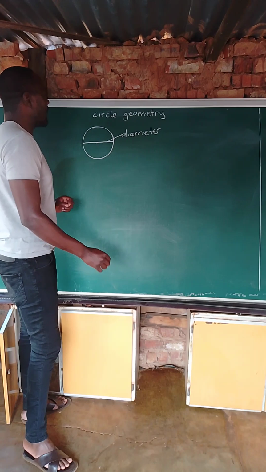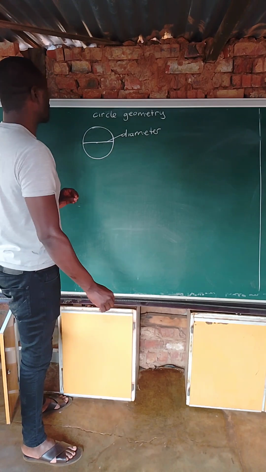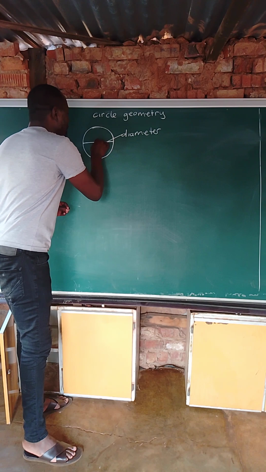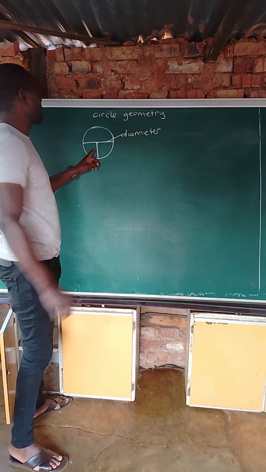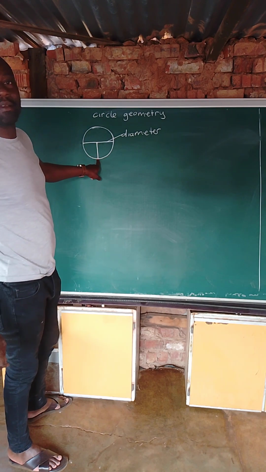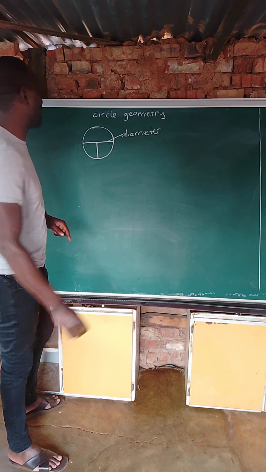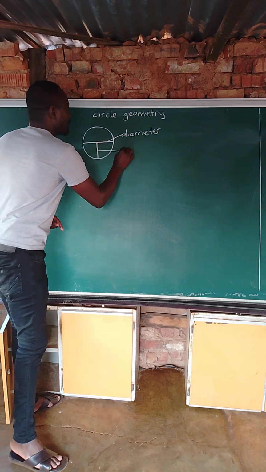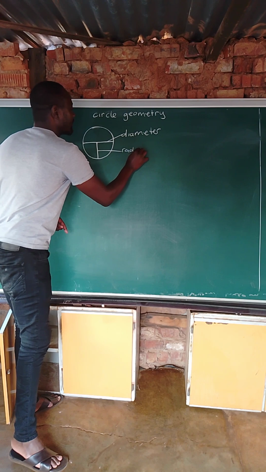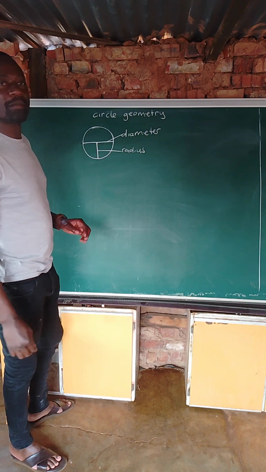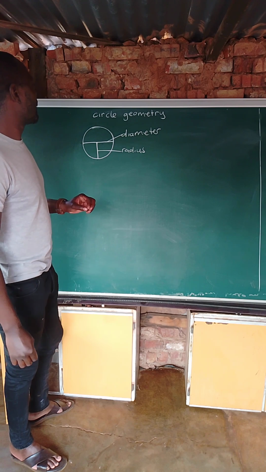So, from there, what do we need to learn again? Any line which comes from the center to any part of the circumference is called the radius. It's called the radius.